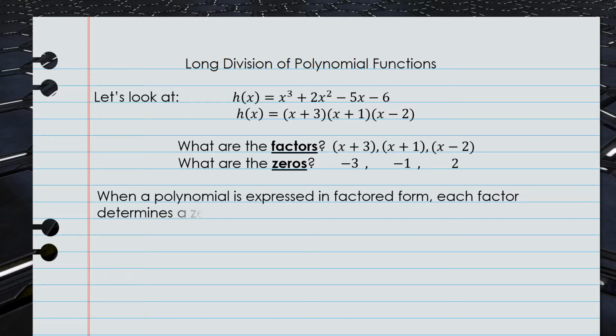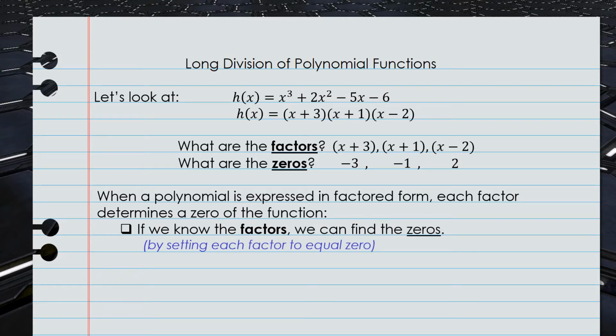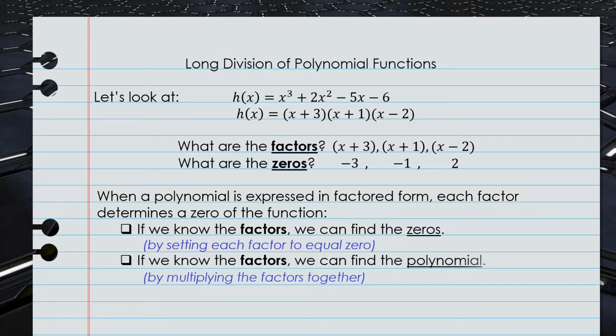When a polynomial is expressed in factored form, each factor determines a 0 in the function. If we know the factors, we can find the zeros. And we do that by setting each factor equal to 0. Also, if we know the factors, we can find the polynomial. We do that by multiplying the factors together.